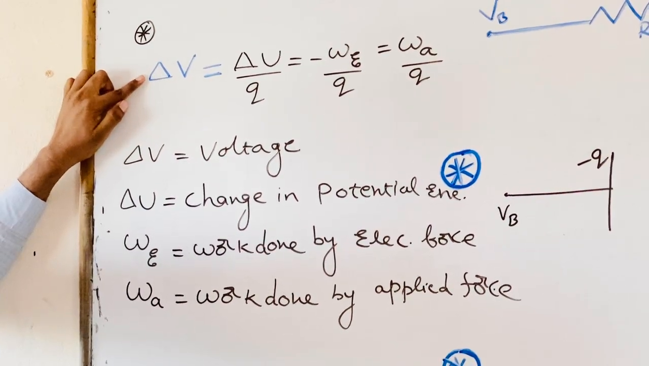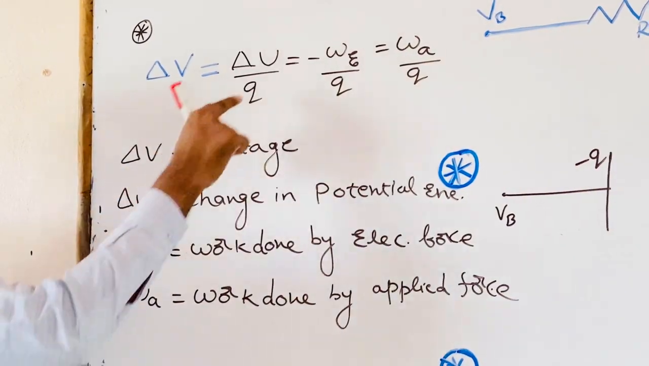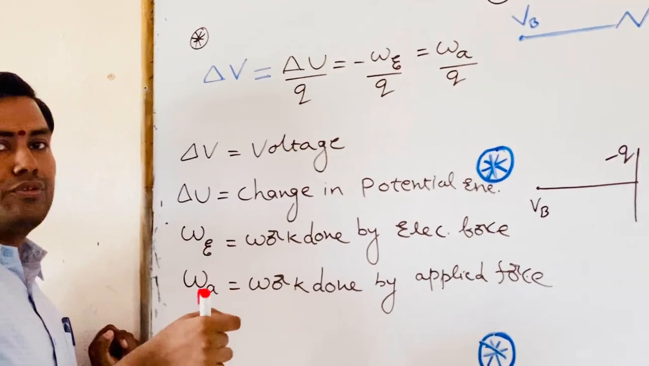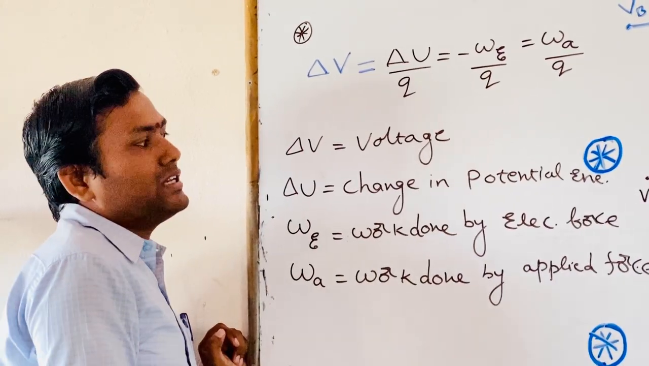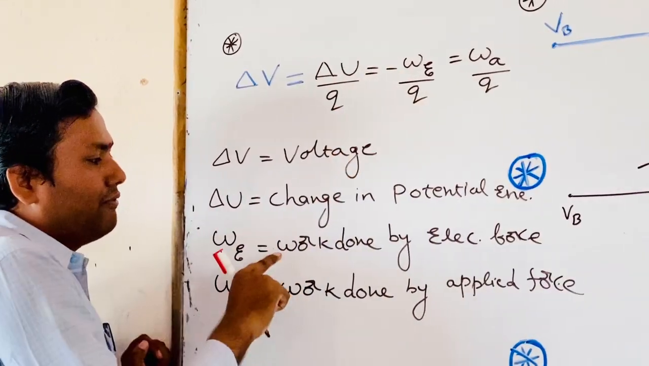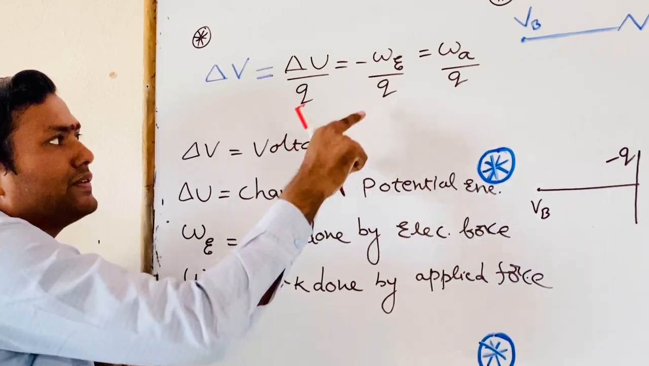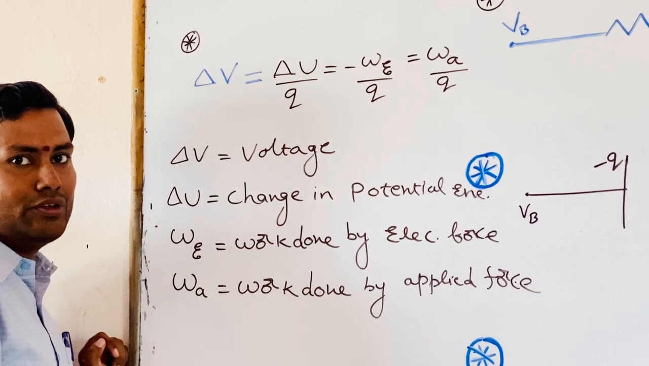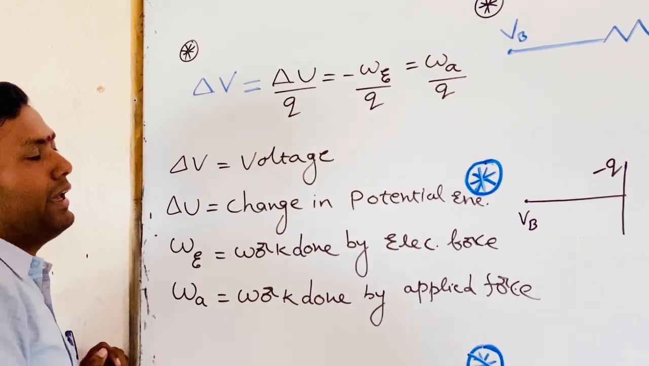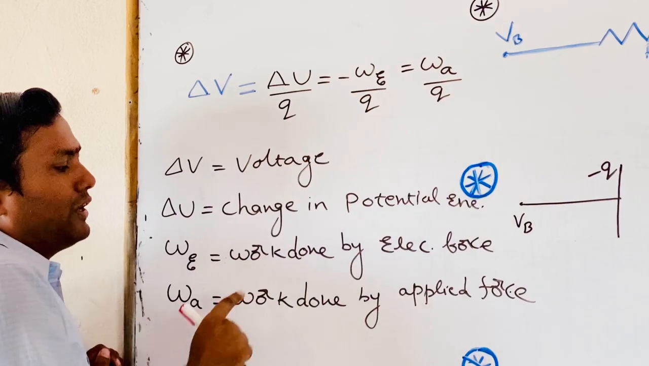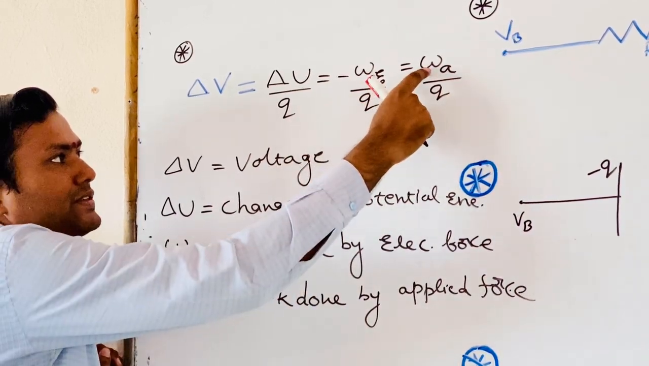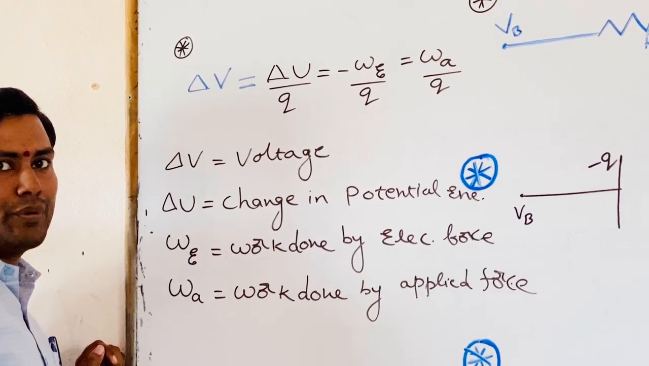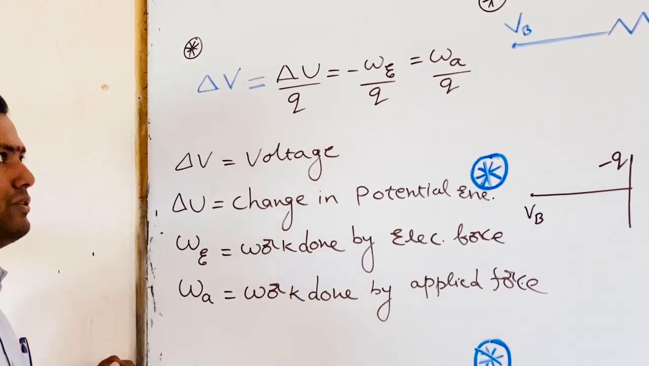Now see this definition again. Electric potential difference delta V is equal to change in the potential energy per unit charge in order to move the charge between two points in the circuit, as well as negative of the work done by the electrostatic force per unit charge. In order to move the unit charge from one point to another point in the circuit, as well as WA, nothing but work done by the applied force per unit charge.